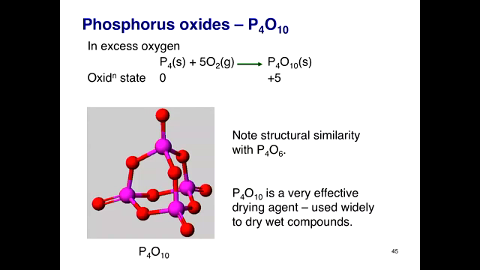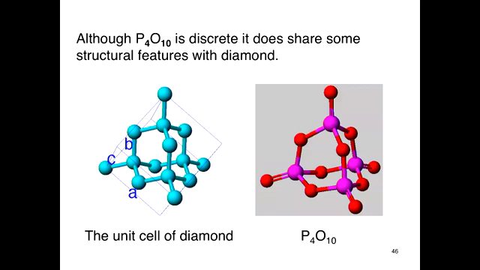Now, P4O10 is a very effective drying agent. If there's any water around, it'll absorb it from the atmosphere. What do you think will happen if I take P4O10 and react it with water? It'll give me an acid. Okay, so it's another example of an elemental oxide reacting with water to give an acid. You'll notice the similarity of this particular unit here with the structure of diamond. And this is a type of structure that we see time and time again in chemistry. Very common.